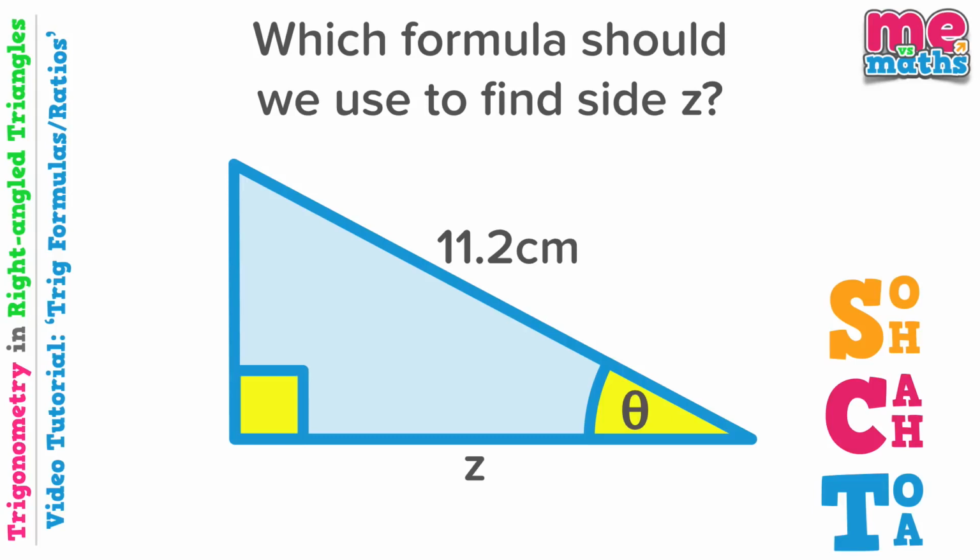Firstly, we'll label our sides up then. The hypotenuse is opposite the right angle. Next, the opposite is opposite the active angle. In our case, that's the angle marked as theta. And finally, we have the adjacent. Now, to decide which formula we need to use, we'll look at which sides are active in our question.